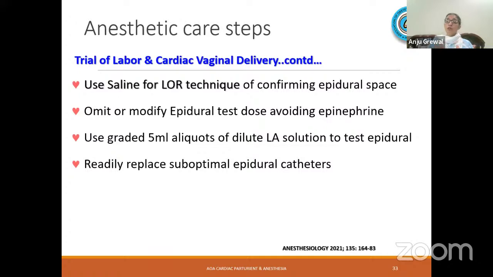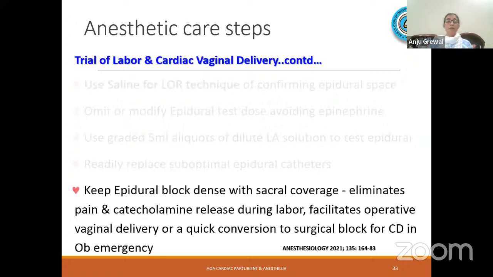We must have a low threshold to replace suboptimal epidural catheters and must keep on testing that your epidural catheter is indeed working efficiently. And it's very important that in the second stage, we keep the epidural block dense, having a dense sacral coverage, because that will help to eliminate pain and catecholamine release during labor, especially during the descent of the head during the sacral coverage and when the rotation occurs. And this would indeed facilitate the vaginal delivery, right?